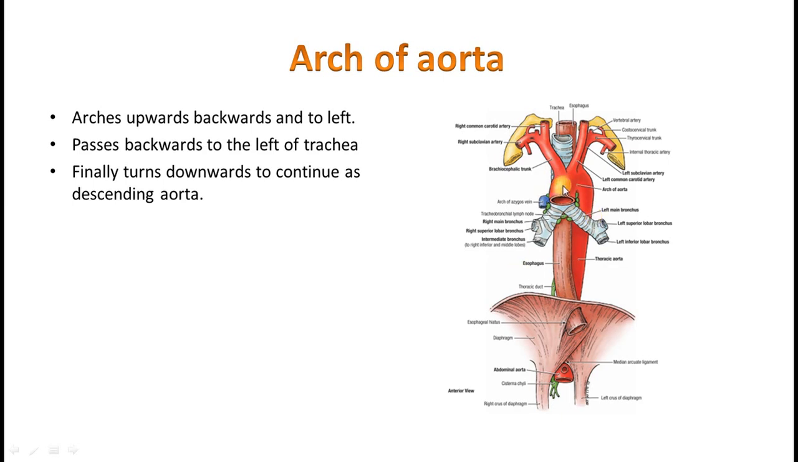It shows two convexities. One convexity is anteriorly and the other convexity superiorly, or above, while it is arching over the root of the left lung. Then near its commencement it shows a dilatation. At its commencement it shows a dilatation which is called the aortic bulb.